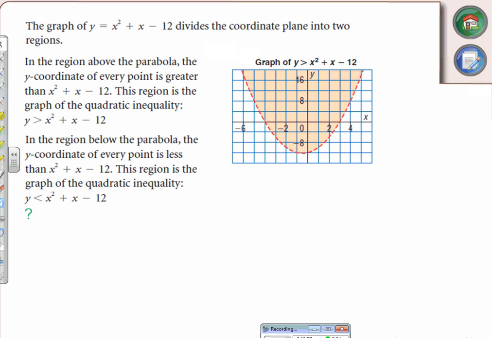So the graph of y equals x squared plus x minus 12 divides the coordinate plane into 2 regions. The graph where it's above or greater than. So this is shade above graph.